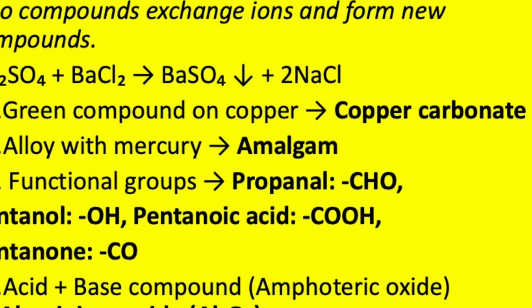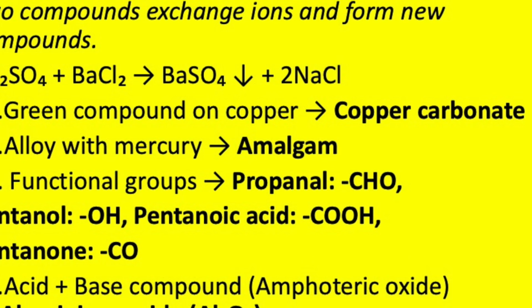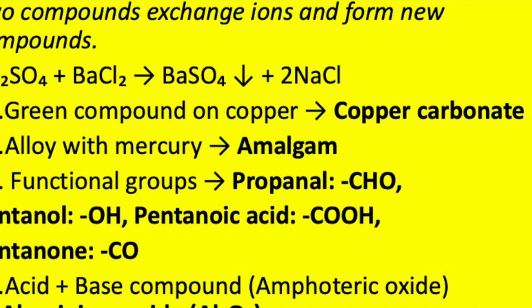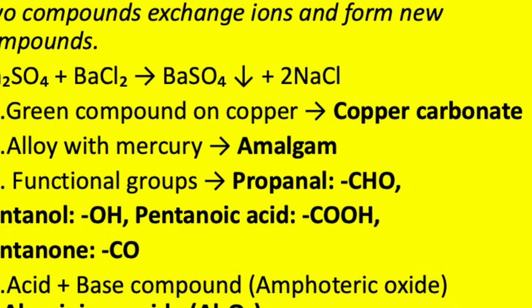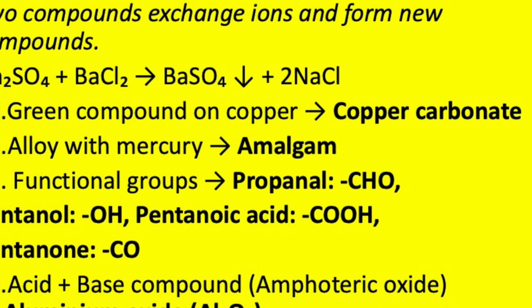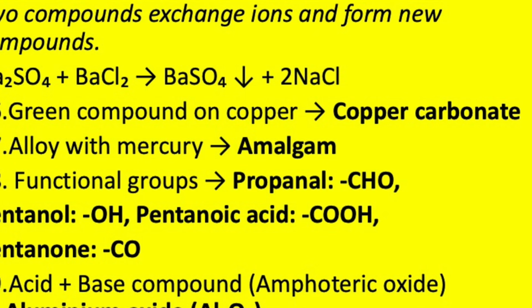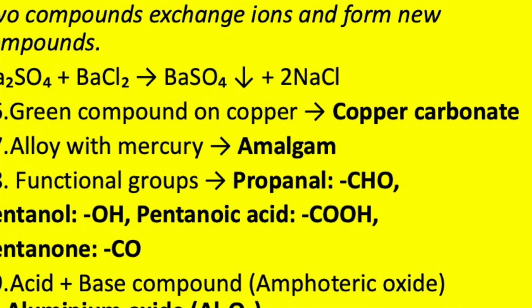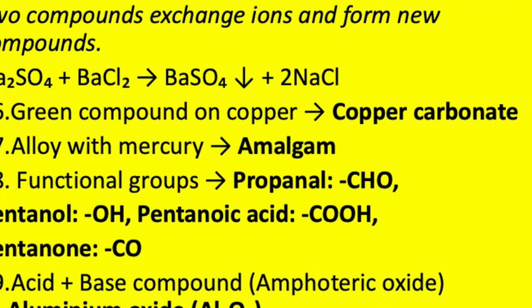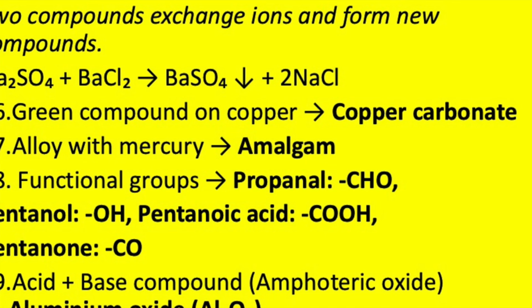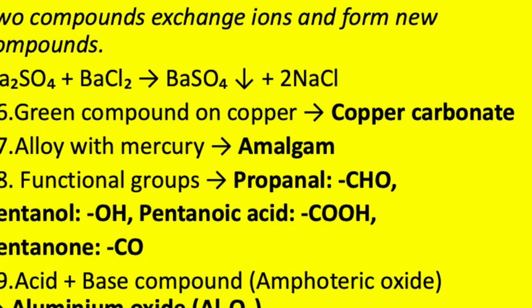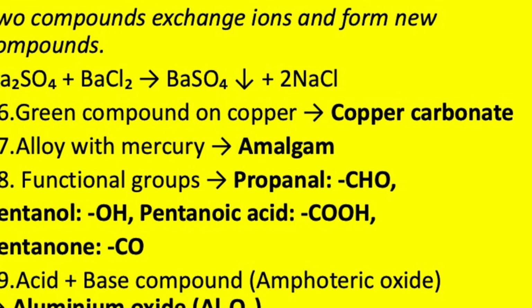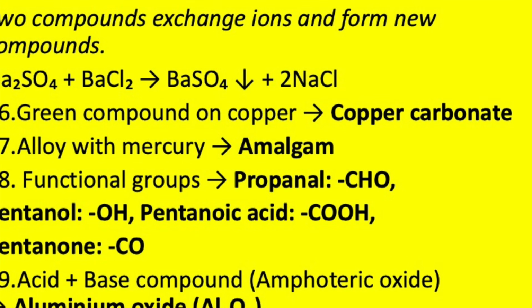Double displacement reaction means exchange of ions. For example, sodium sulfate reacts with barium chloride. The reaction is given here. You can see the sodium is giving sulfate to the barium and barium is giving chlorine to the sodium. It means this is an exchange. Green coating on copper is copper carbonate. Alloy with mercury is amalgam.